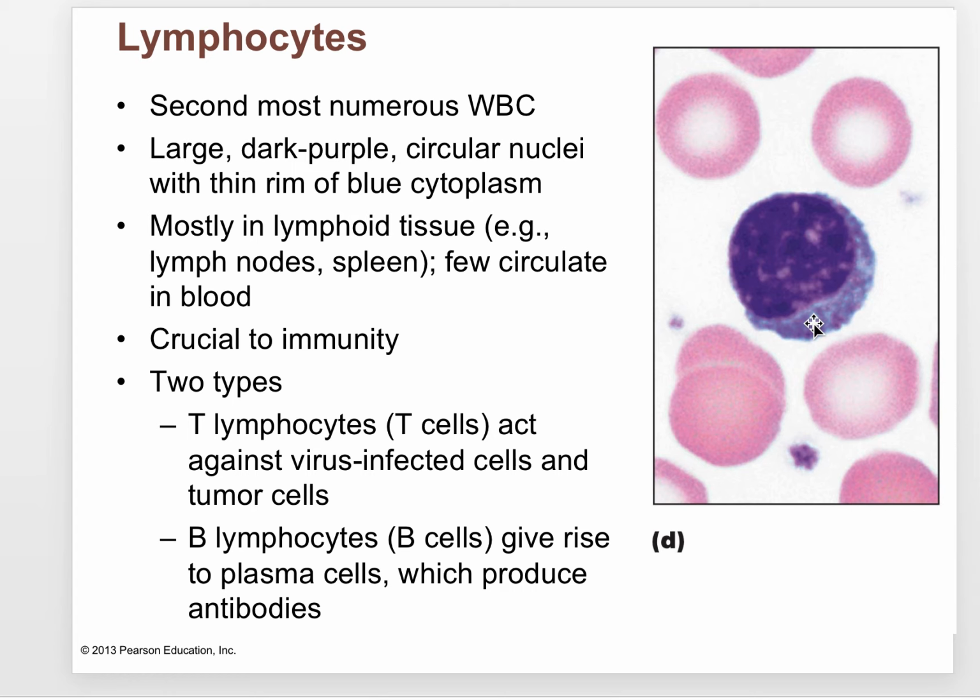The T lymphocytes and B lymphocytes. T lymphocytes are called T cells. They act against cells that are infected with virus, and they act against tumor cells. So these are geared more towards cellular defense, or defending against abnormal cells. B lymphocytes, or B cells, give rise to plasma cells, which produce antibodies. Antibodies often can fight different types of infections, such as bacterial infection or foreign body infection.